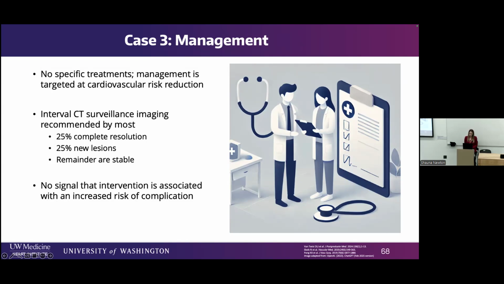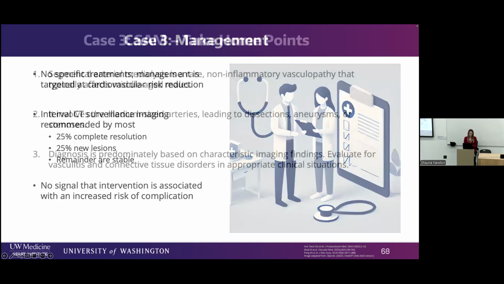In my chart or my literature review, I didn't see a signal that intervention is associated with an increased risk of complication as we saw in the vasculitis patients. But again, there's only a limited number of patients. And so it seems like intervention is performed usually just by standard interventional guidelines. It's usually embolization of an aneurysm or stenting of a dissection or stenosis.